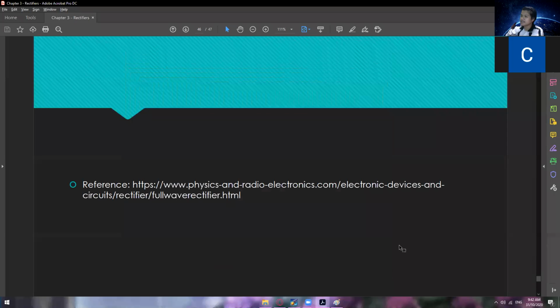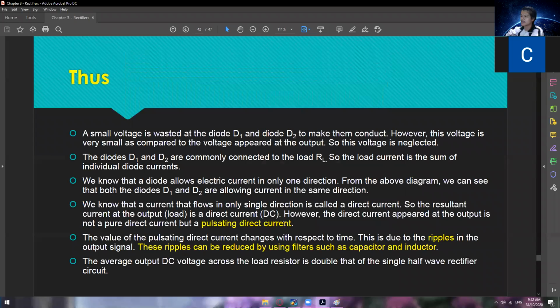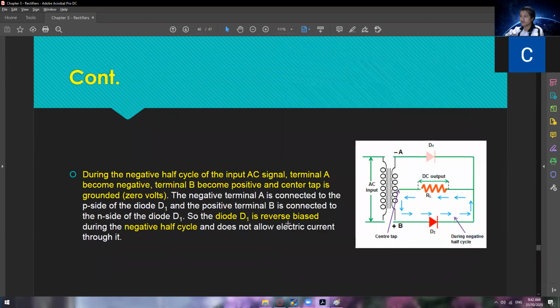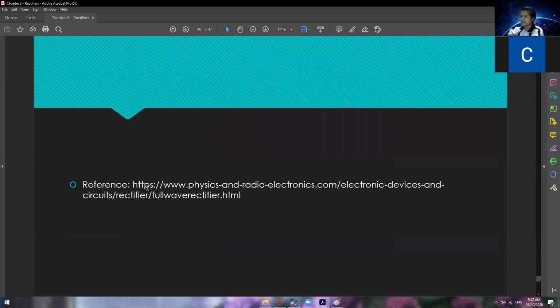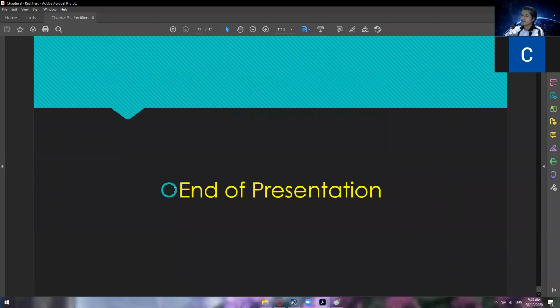Okay, so that's it for this topic for today. So here's my reference where I get some of the definitions, especially the center tap rectifier. This is where I get that topic, that chapter. So that's it for today.